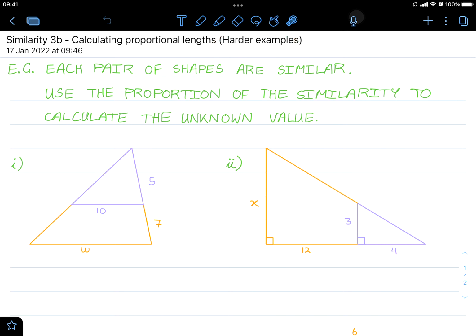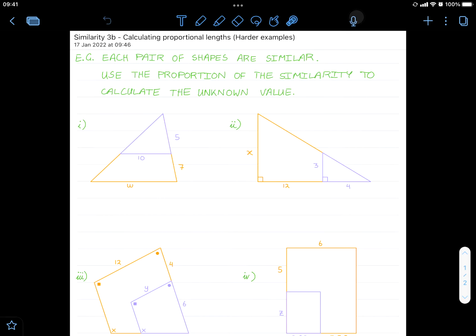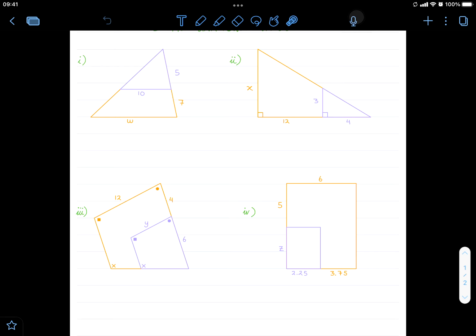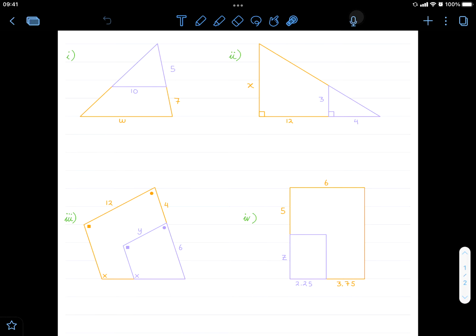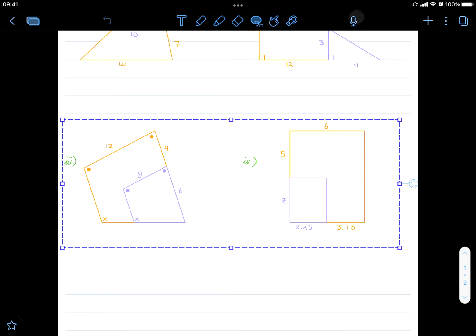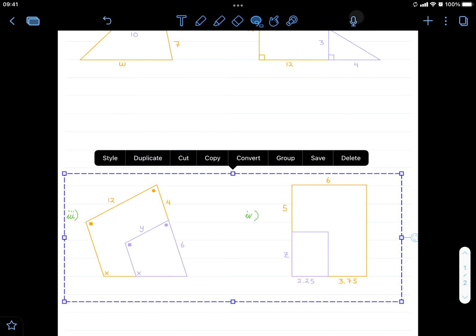In this one we'll just be looking at harder examples. So it's the exact same thing as what you saw previously, except now the shapes don't necessarily have to be triangles, and the positions of them are a little bit more difficult. Okay, so let's try and work with it here.